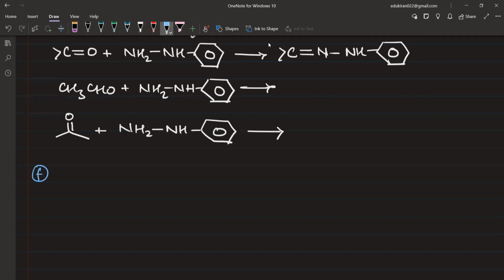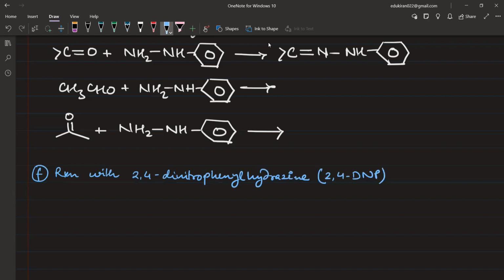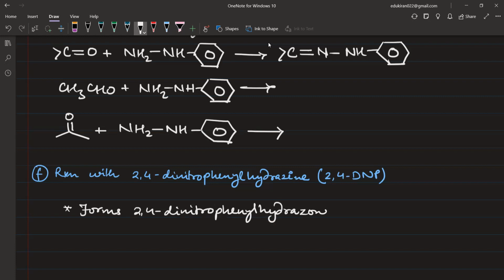Right, next. Reaction with 2,4 dinitrophenylhydrazine, which is also known as 2,4-DNP. It forms 2,4 dinitrophenylhydrazone.